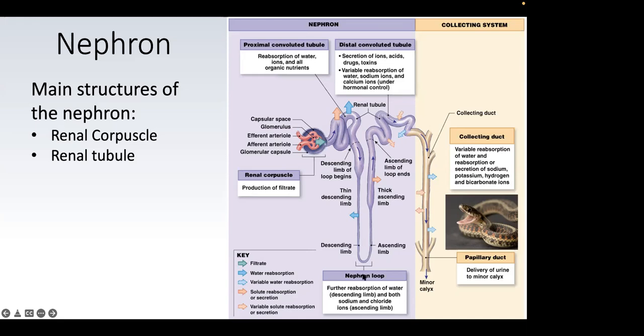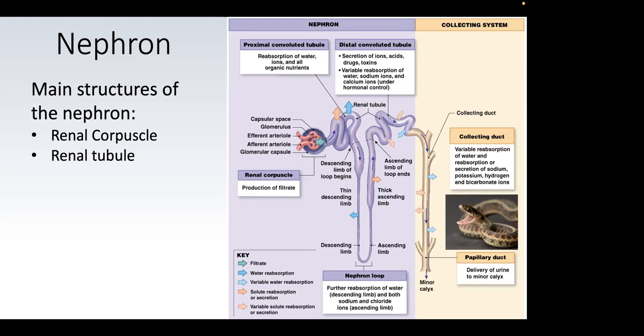This renal tubule is really important in determining the components of urine. Once urine that's being formed makes its way to the collecting duct, the only thing that can change now is how concentrated the urine is, because the only substance that's moving across the collecting duct lining is water.